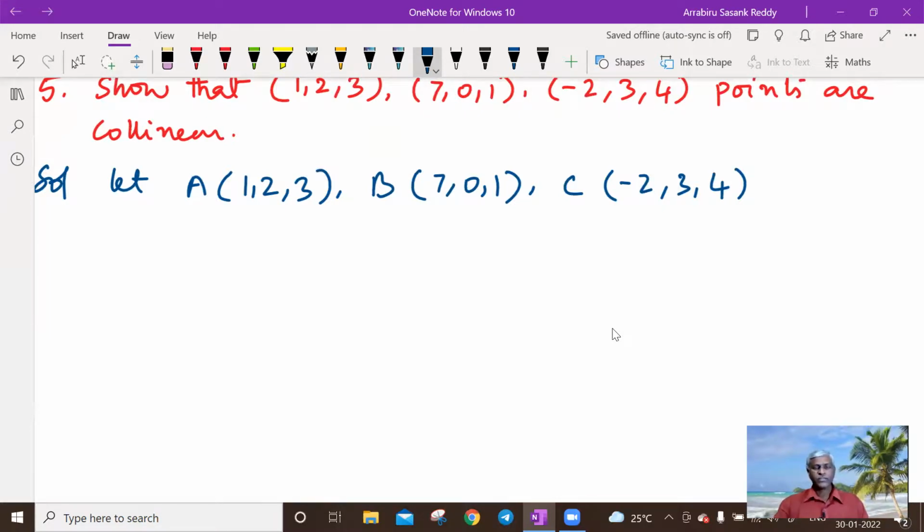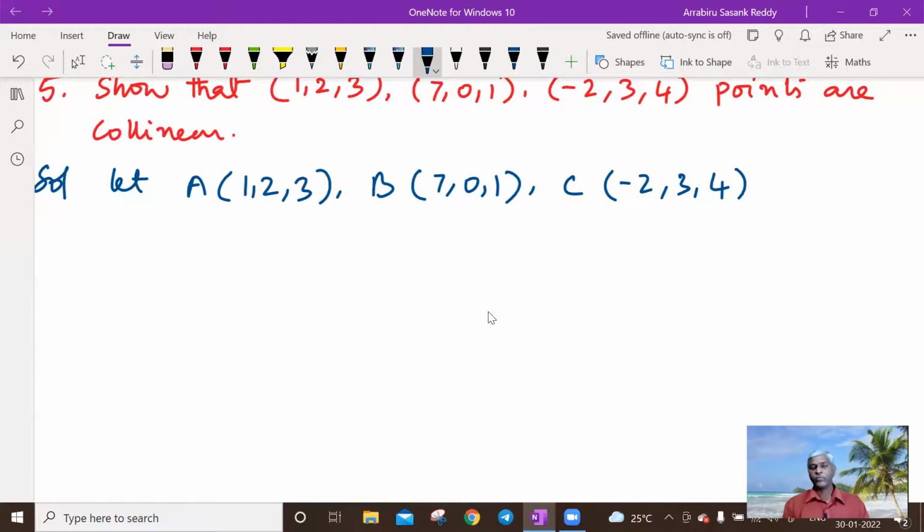There are so many methods you can use to prove that they are collinear, but here we make use of the distance formula. By finding the distances, the sum of two distances is equal to the third distance, just like in the previous problem for the right angle triangle. Here also we make use of the distance. So find all the 3 distances AB, BC, CA. Then if the sum of any 2 is equal to the third distance, then the points are collinear.